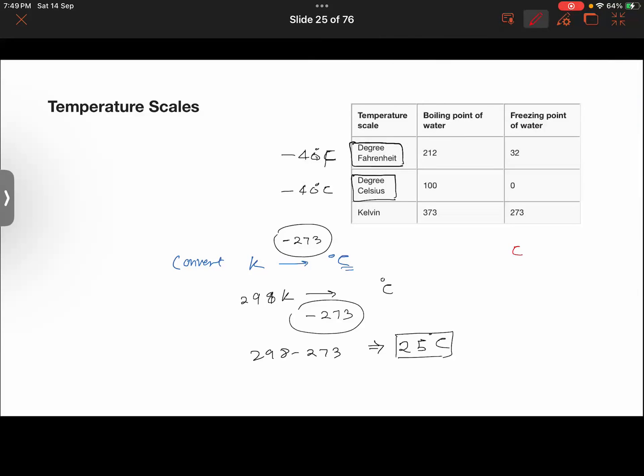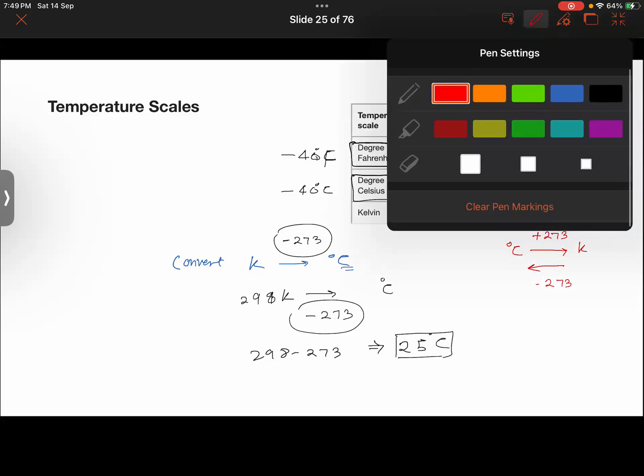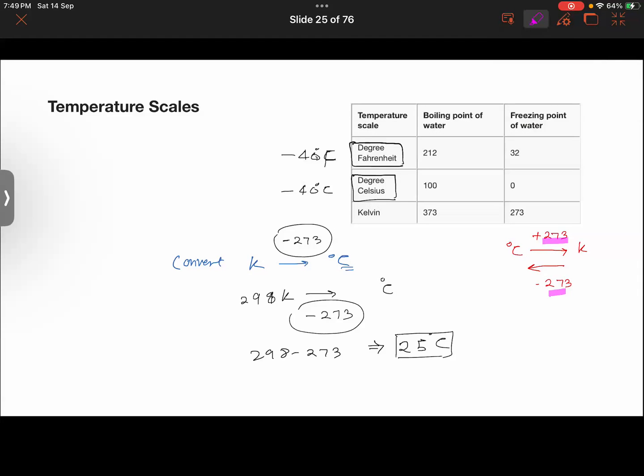What we had learned before this is that to convert from Celsius to Kelvin, you have to add 273. But when you have to convert from Kelvin to Celsius, you have to subtract 273. Is that thing clear to both of you? Okay, I'm giving one question if it is clear. Here, Razan. Convert 345 Kelvin to degrees Celsius. What will it be equal to in degrees Celsius?